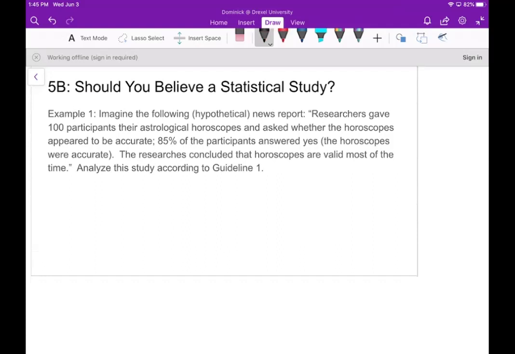Right? Now, of course, the goal was the accuracy of horoscopes. Right? But also, what does this mean? What do we mean by valid or accurate horoscopes? Right? Now, also, who are the participants? Right? What did the horoscopes say? Or where are they from?